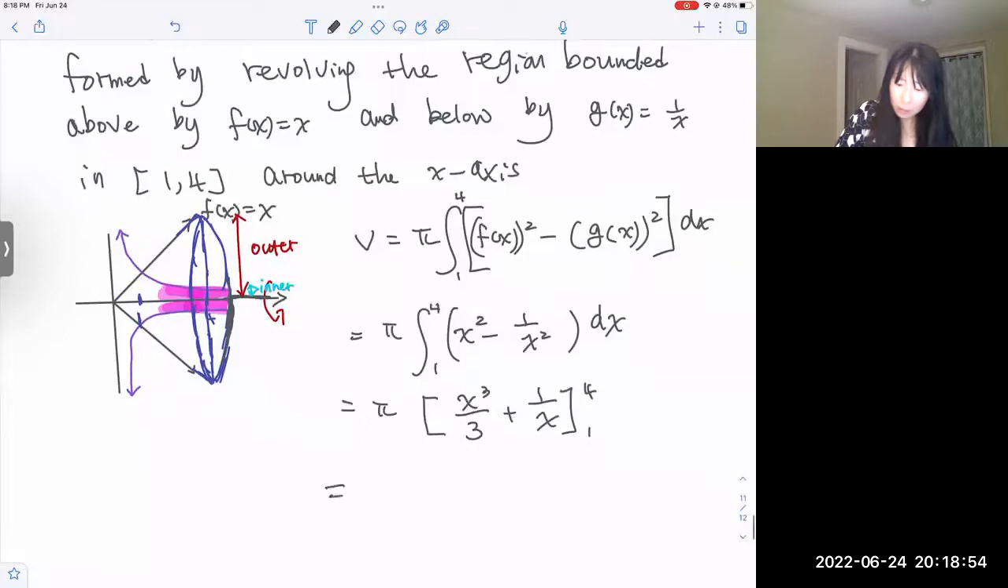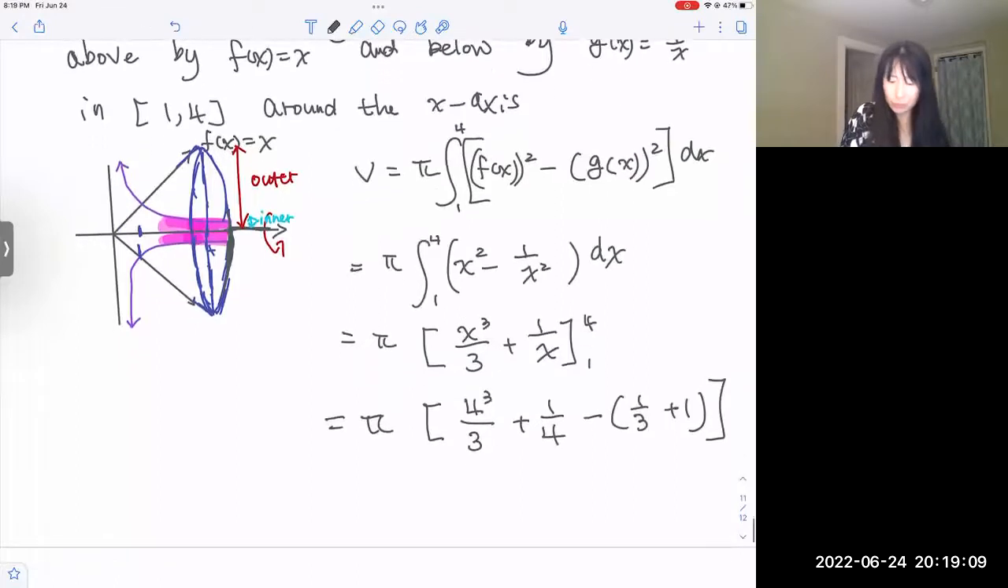All right. Then pi times 4 cubed over 3 plus 1 over 4, minus 1/3 plus 1. Can you please calculate? Your turn.